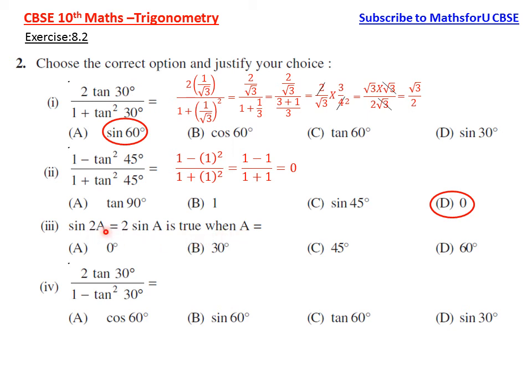Say for example, we substitute A as 0 degree, means 2 into 0 is 0, that is sin 0 is 0. And here sin 0 is 0 into 2 is 0, 0 is equal to 0, so this is true. We try this for 30 degree. Sin 30 into 2 will be 60, sin 60 degree is root 3 by 2. Here sin 30 is 1 by 2, means 2 into 1 by 2 is 1. But here root 3 by 2, so we are not getting it when we substitute 30 degree. So the answer must be A.